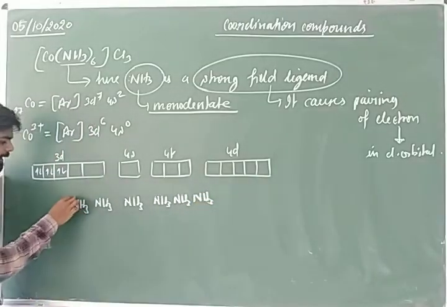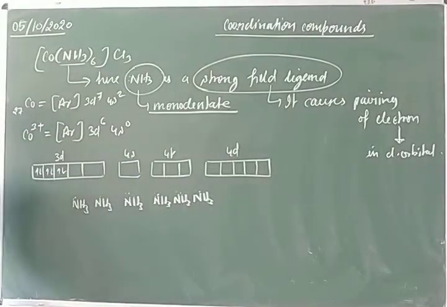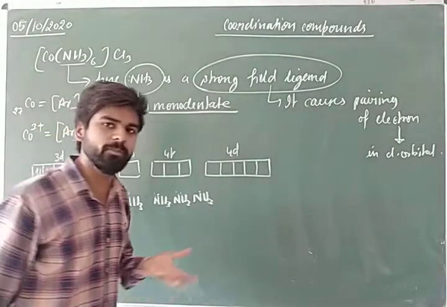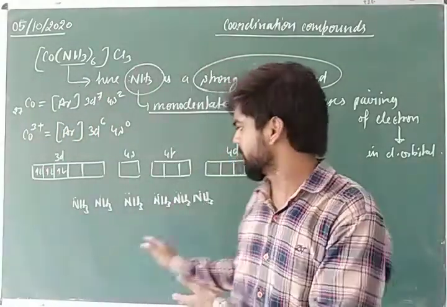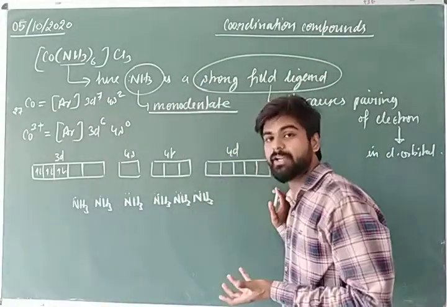You can see here that each nitrogen contains one lone pair of electrons, and this lone pair of electrons is donated to the central metal ion and forms a coordinate bond.